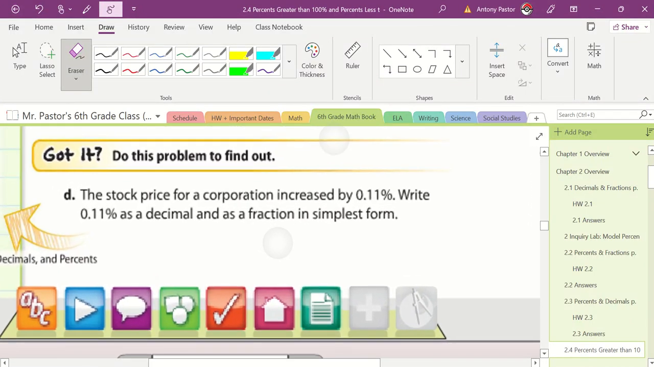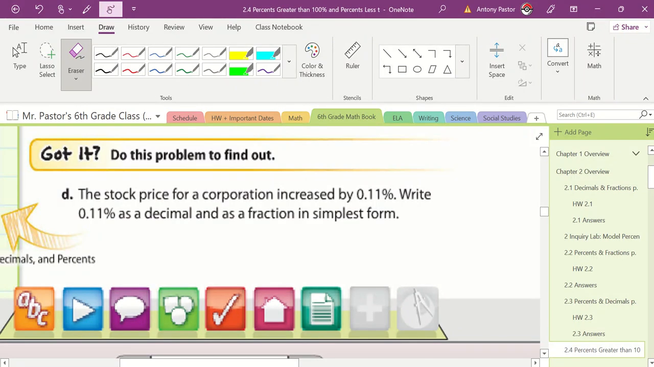Let's do this got it. The stock price for a corporation increased by 0.11%. Write 0.11% as a decimal and as a fraction in simplest form. So, you definitely want to turn this into a decimal first, because putting 0.11% over a fraction, I mean, you wouldn't put it over 100. You just wouldn't. So let's go ahead and turn this into a decimal first.